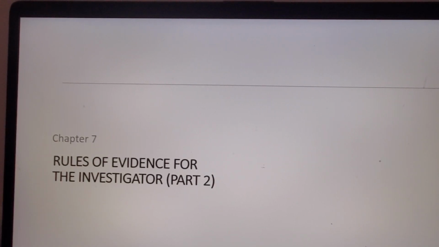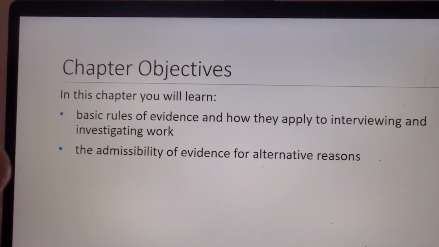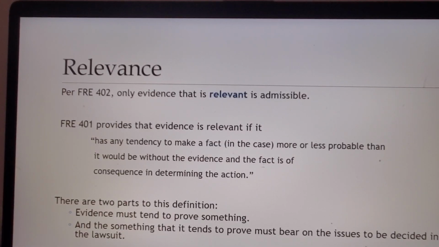In Chapter 7, we continue to explore some of the most common evidence rules specifically, and we'll look at them in more detail. So this one does get pretty technical, but this is really important information to understand, honestly.